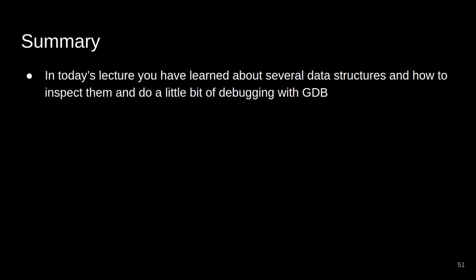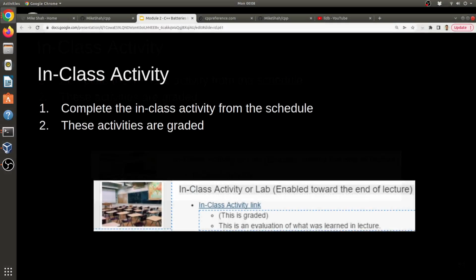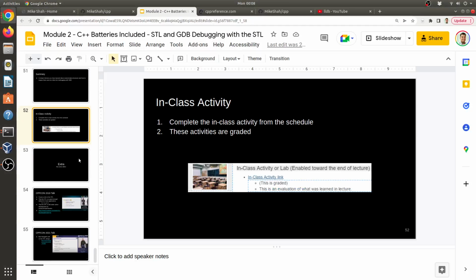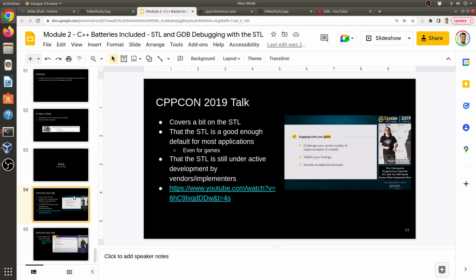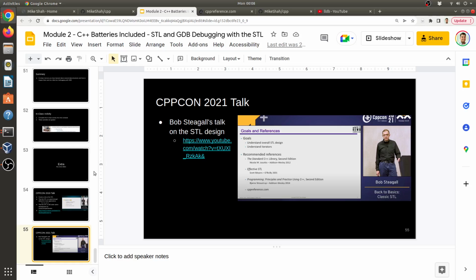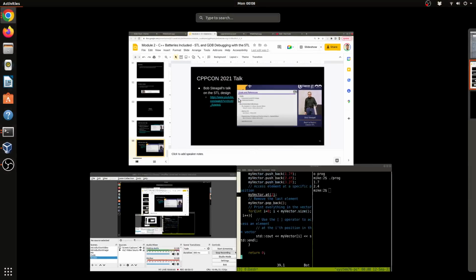All right, so today, in summary, you've learned about several data structures, how to inspect them, and do a little bit of debugging with GDB. That's the big part. What I want you to do is complete the in-class activity. If you want to learn more about these, Bob's talk is probably more advanced, but might be interesting. It would be an optional assignment if you find yourself wondering what else to do here.